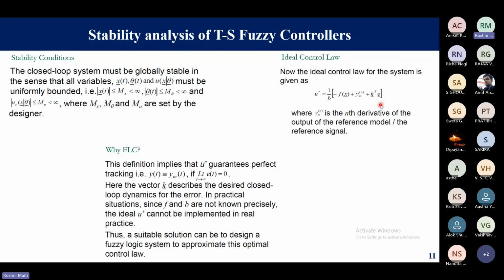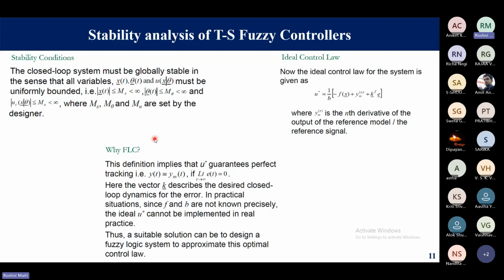But as we know, the exact model is unknown to me, because we are dealing with some practical systems, some hardware, and we are not doing this in simulation only. In simulation, we have the exact values of my model on which I can simulate. But for a practical system, I don't have the exact model in my hand. Therefore, this f of x, b, all those values are not known to me precisely, and therefore this ideal control law we can't generate.